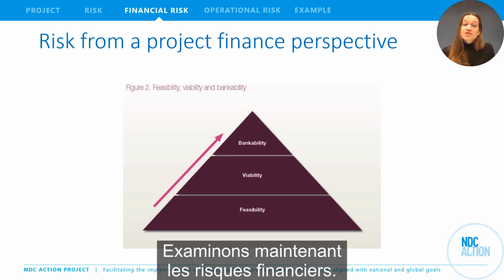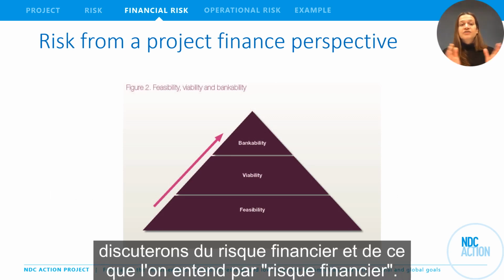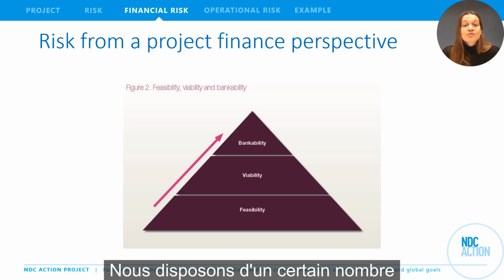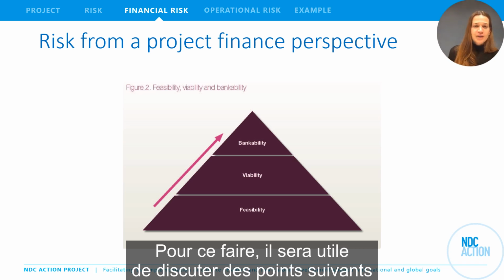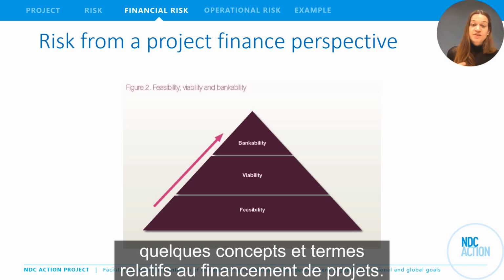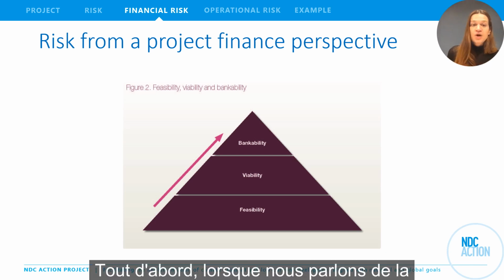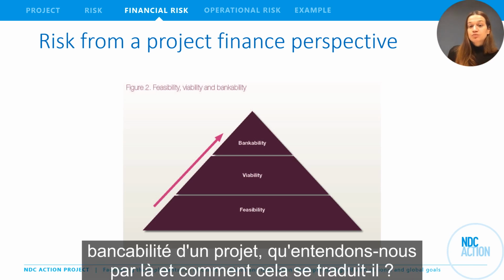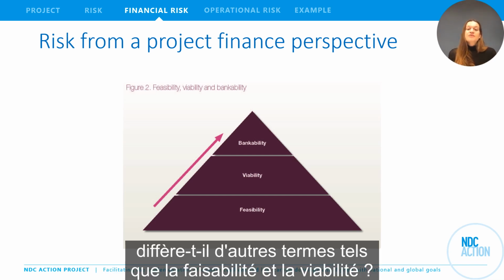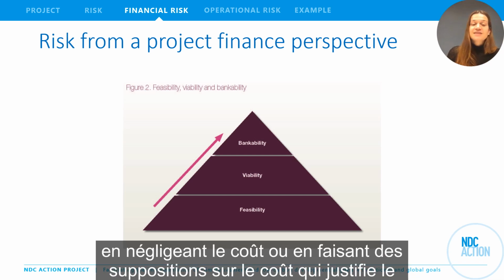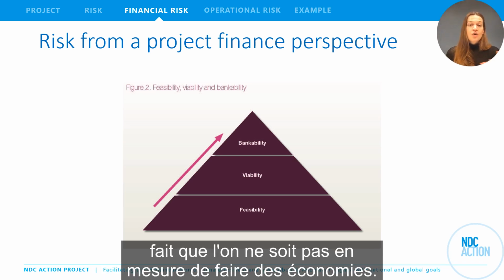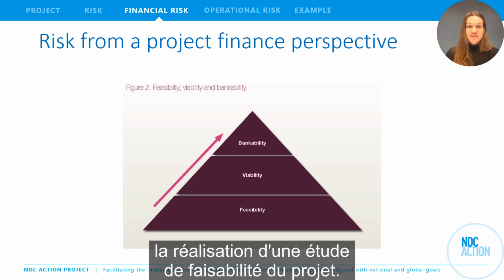Now let's look into financial risks specifically. In this part of the session, we will discuss financial risk and what instruments we can use to cover for this financial risk. To do this, it will help us to discuss a couple of project finance concepts and terms first. When we refer to bankability of a project, what do we mean? And how does this differ from other terms such as feasibility and viability? Feasible refers to projects that are technically and politically doable, basically disregarding the cost or making assumptions about the cost that justifies undertaking a study of the project's feasibility.